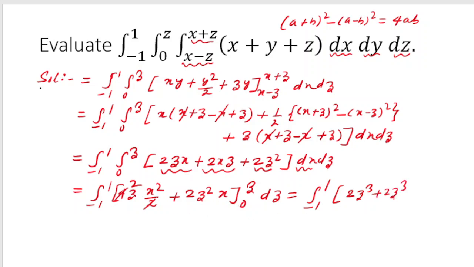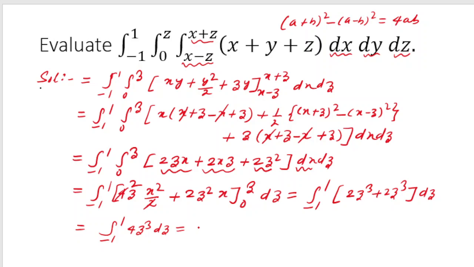and if I put the lower limit 0, so 0 square will become 0, so this term will become 0, this term will become 0, so 0 minus 0 is 0, so that is what we get, dz. Now finally we have minus 1 to 1, and we have 4z cube dz. So it is an odd function.